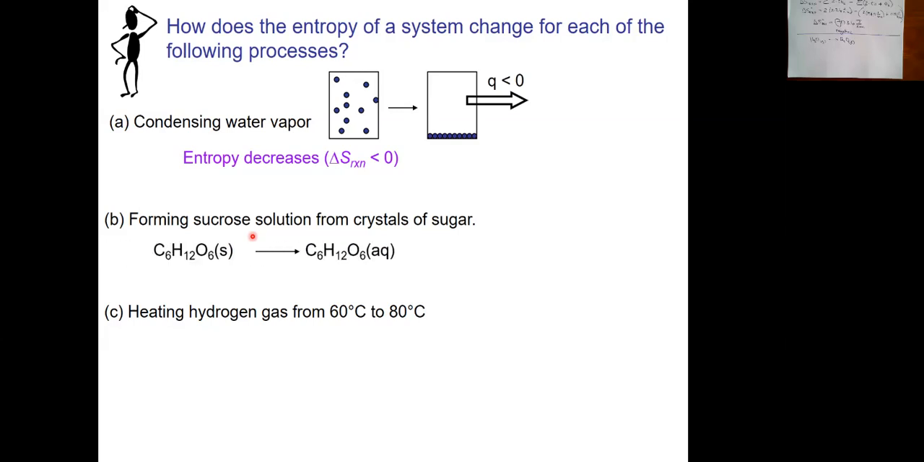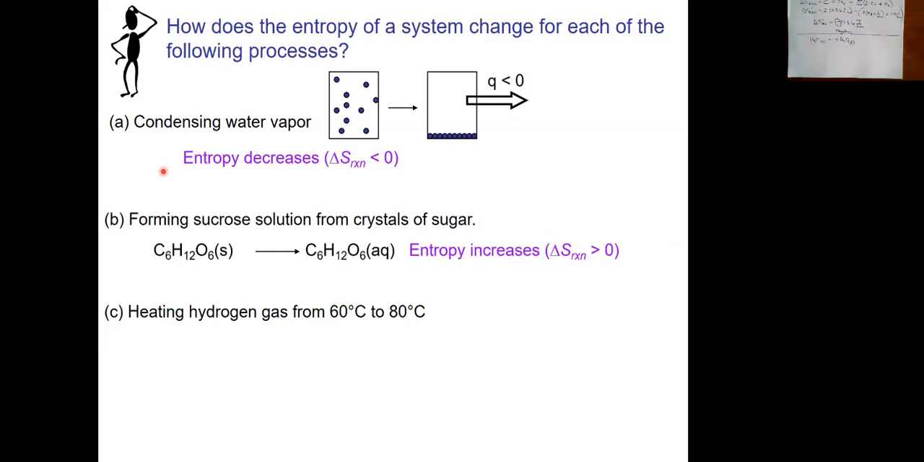So if we talk about forming a sucrose solution from crystals of sugar, that's solid crystals of sugar becoming aqueous sugar. You're taking that solid, and that solid is separating particles. It's not dissociating, but all the little particles that are packed closely together in the solid are separating and becoming solvated by water molecules. So hopefully you can recognize that an aqueous solution is going to have a greater entropy than the solid crystal structure did. So that is a positive delta S for that reaction.